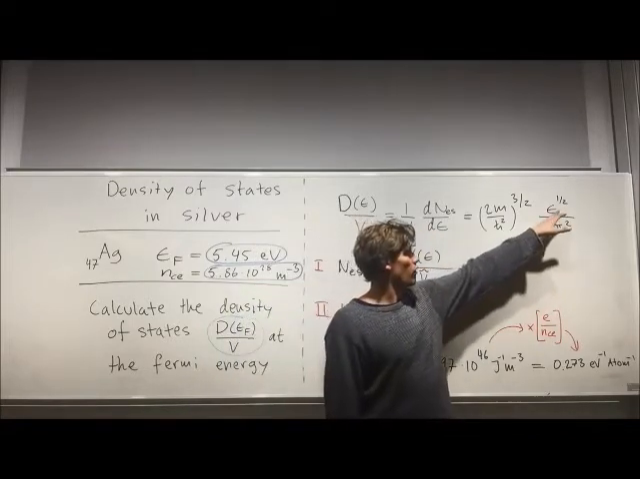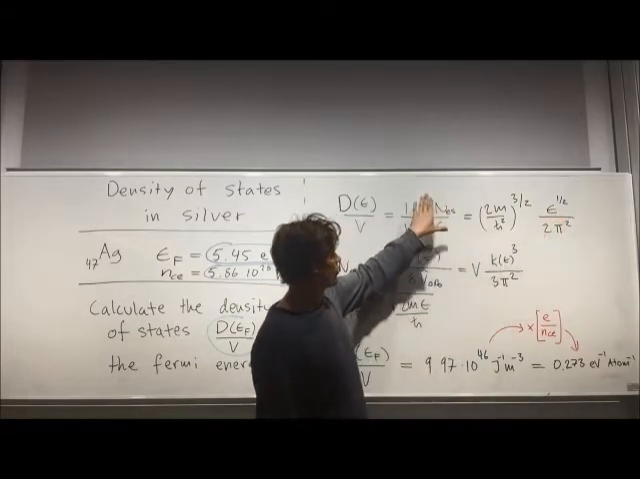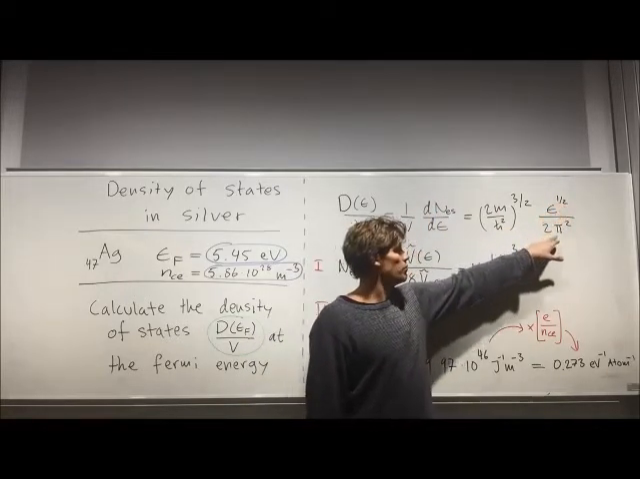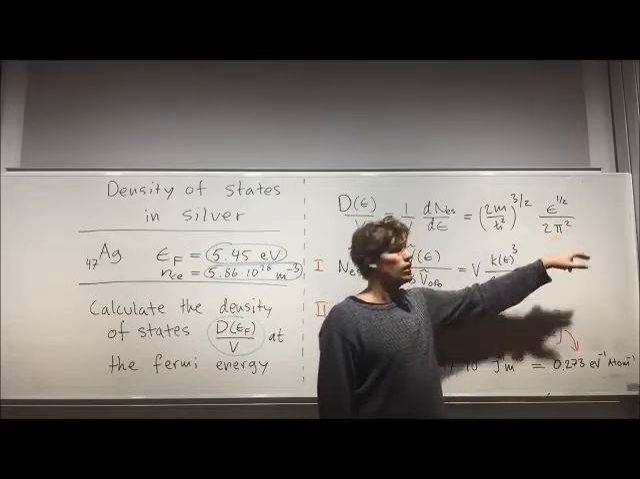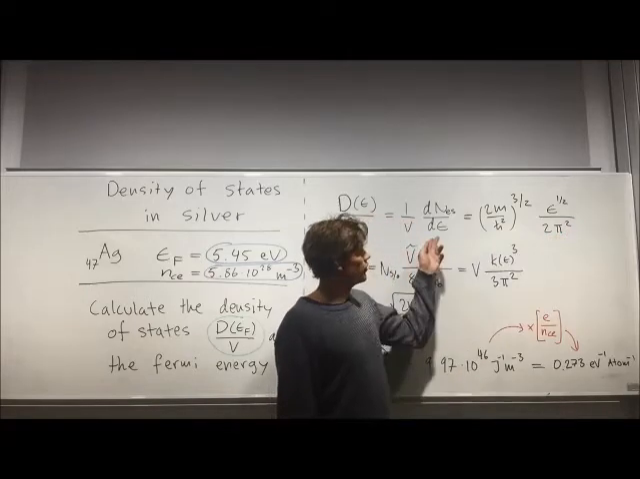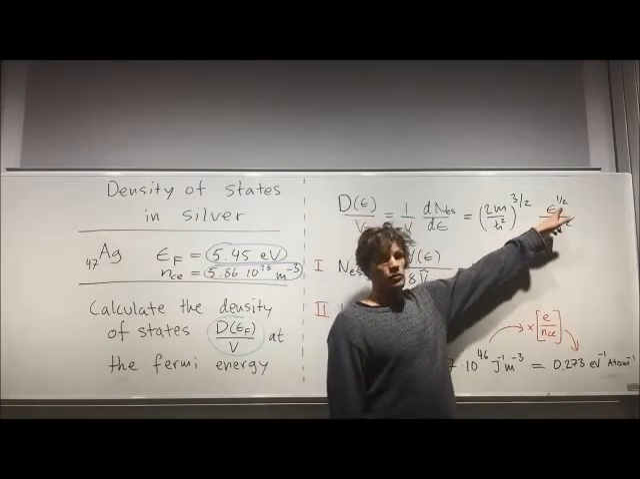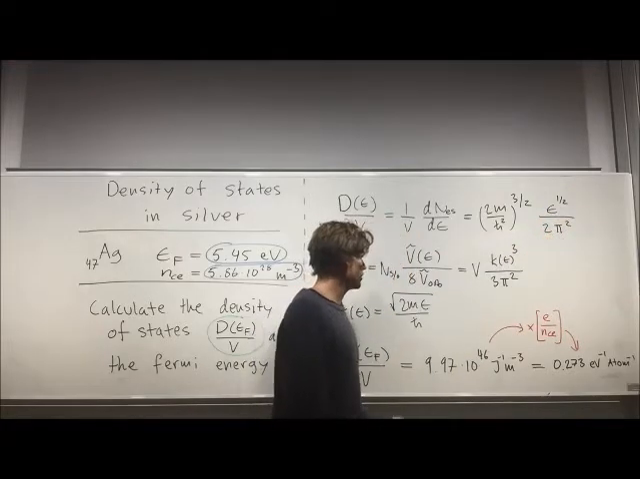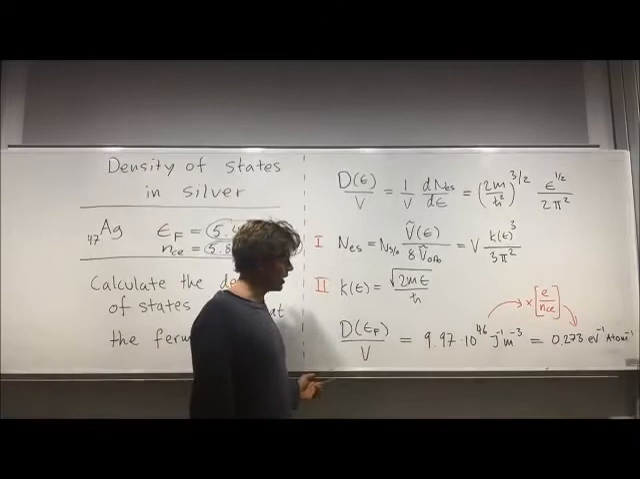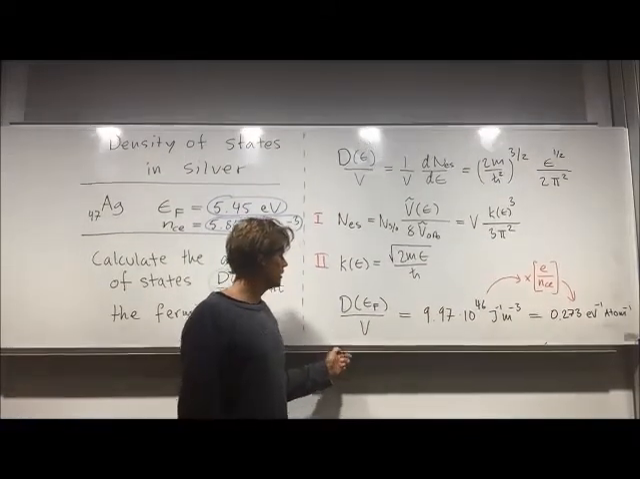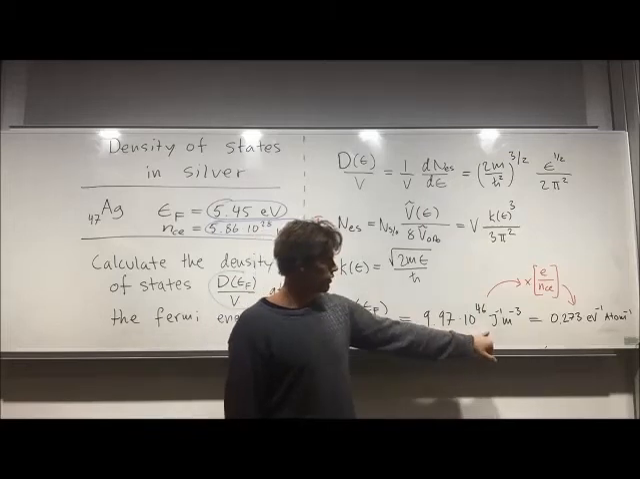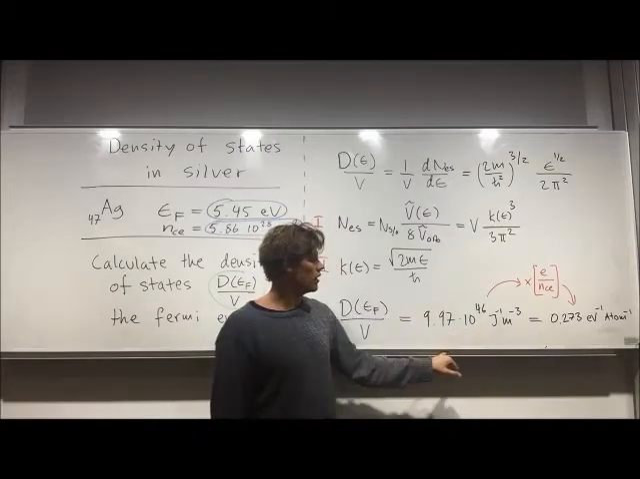If you don't do the derivative, you get E to the 3/2 divided by 3π squared. If you do the derivative, you get the square root of E divided by 2π squared. And basically just putting in the Fermi energy in this result, we'll get this result in SI units.